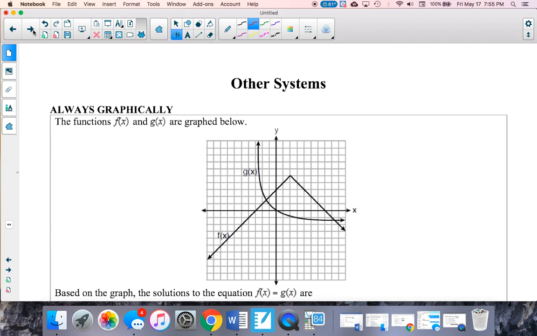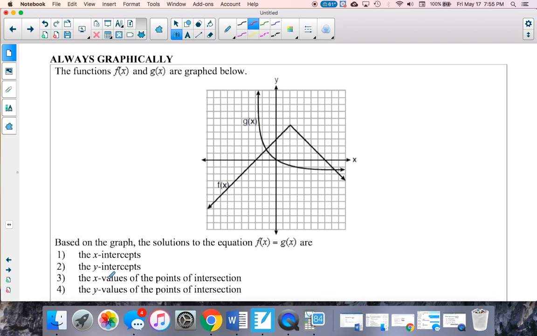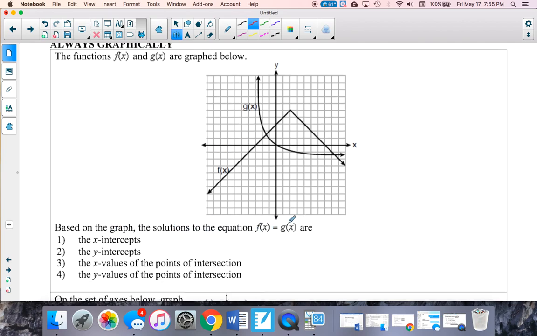Other systems. We always want to solve other systems graphically. So they give us two graphs here. Based on the graph, the solutions to the equation f of x equals g of x. I know it's the points where they're intersecting. So right away, it's not the x-intercept and it's not the y-intercept, okay? Are we always looking for the x value or the y value? That is a big question. When we are solving systems, the solutions to systems, we are always looking at the x values.